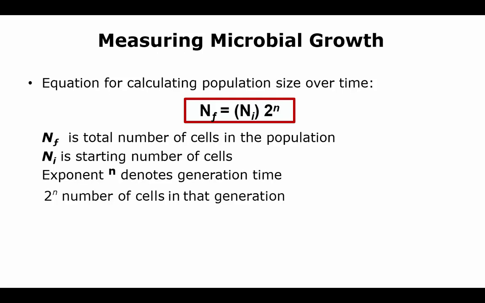So it's 100, not divided, multiplied. 100 multiplied by 2 to the exponent 4. 2 to the 4 is 2 times 2 is 4, 4 times 2 is 8, 8 times 2 is 16. 2 is 1 generation, 4 is the 2nd generation, 8 is the 3rd, and the 4th is 16. It doubles every time. 100 times 16 is 1600. That's how many bacteria appear in potato salad in 1 hour with a doubling time of 15 minutes. You will have to do one of these on your test.